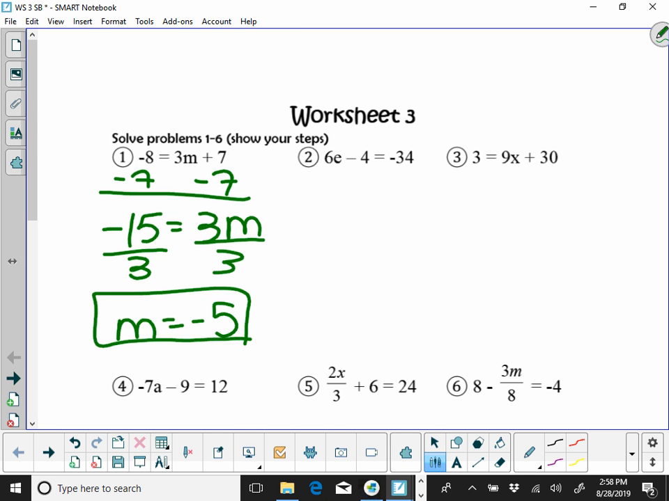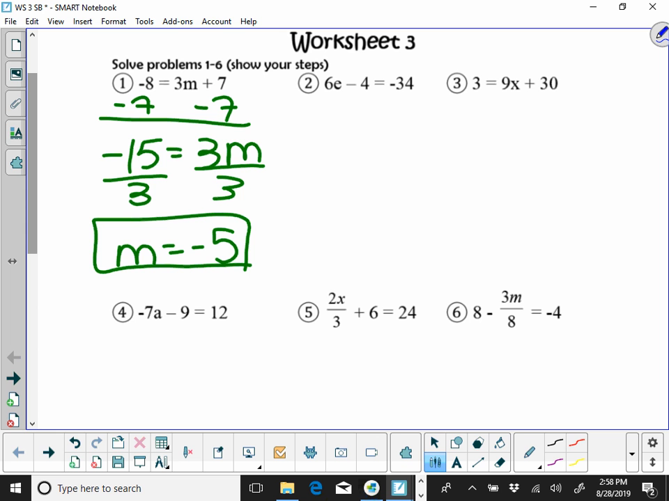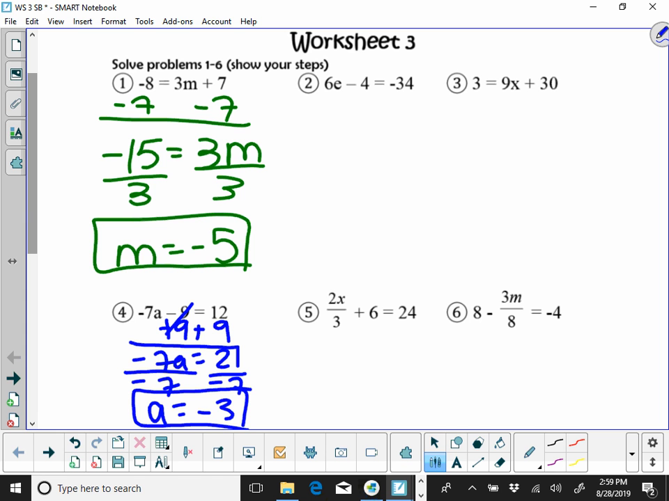Okay, number 4 down here. Number 1 and number 3 are very similar in their process. Okay, they even look the same. Number 2 and number 4 are going to be similar. I'm just going to jump to 4 because we have a negative here. So I'm going to add 9 to both sides, which gives me positive 21. And when you divide by 7, a is equal to negative 3.